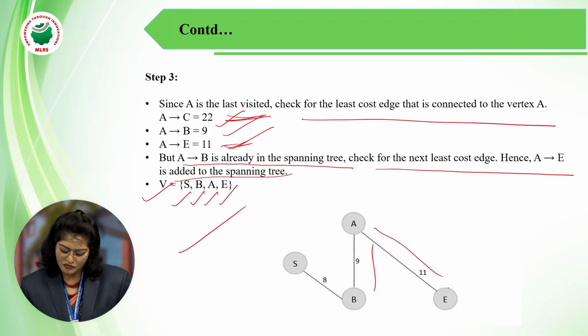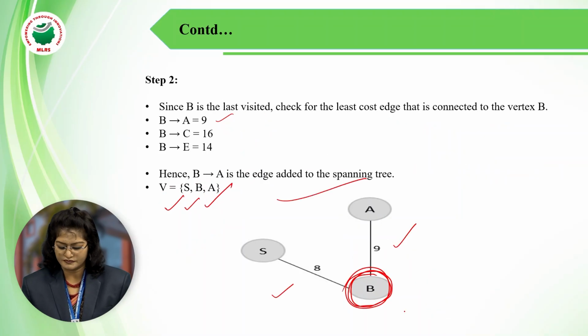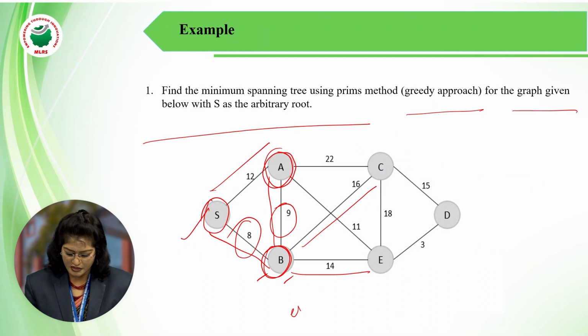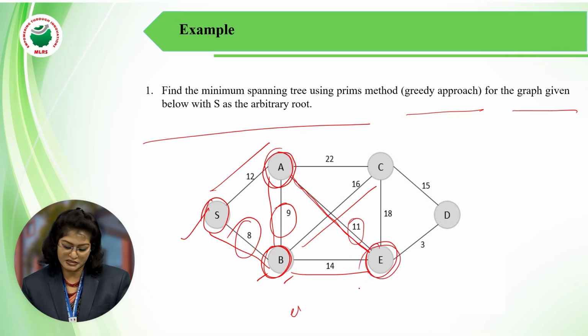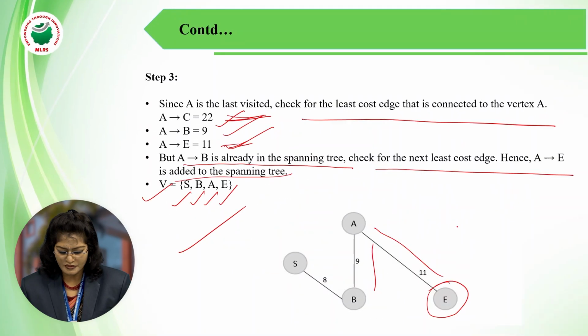Now the next we have to check is E. Now A to E we have taken out, which is the least cost. All right, now E will be the next procedure. So E to B is there, and E to C is there, and E to D is there. The three possible ways we have. And again, we need to check in this which one is the least cost.